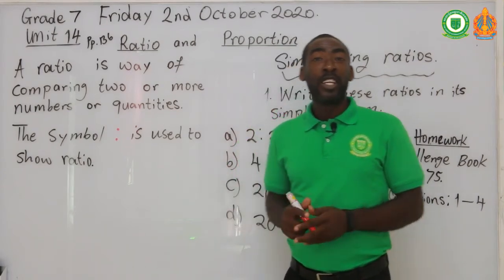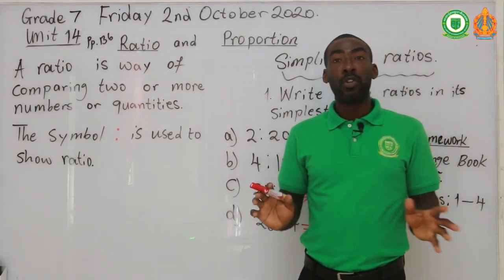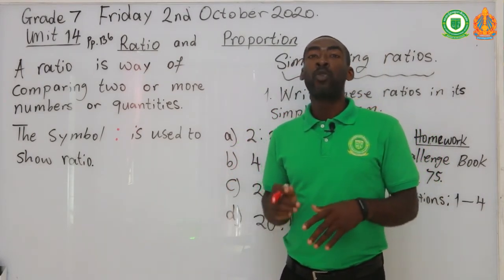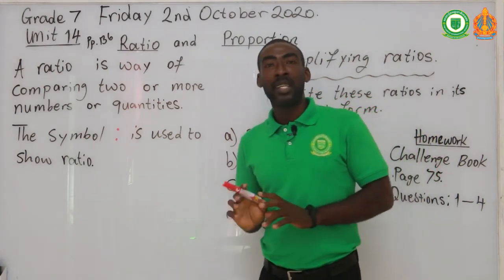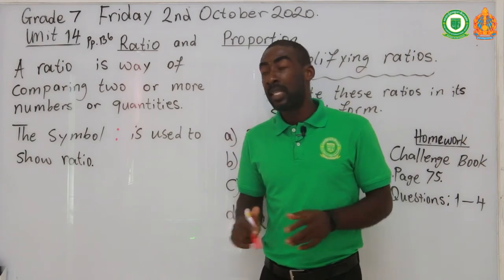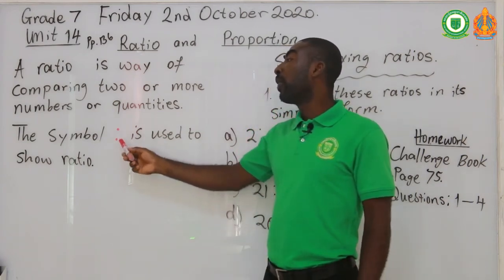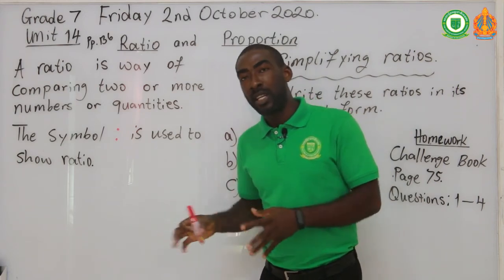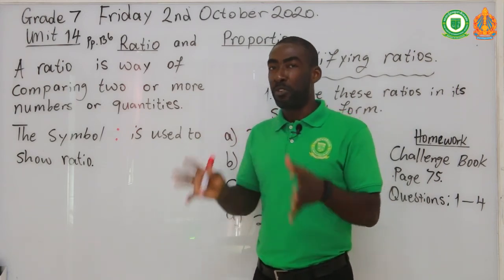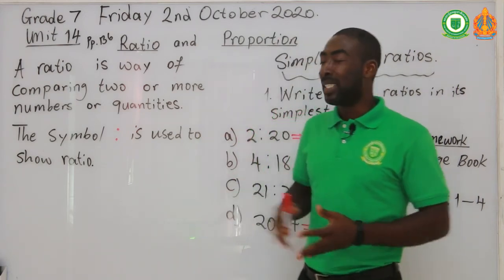Well, ratio is the way that we use to compare two or more quantities or numbers. That one, it is stuck in our minds and we cannot forget about that. The symbol of ratio are these two dots that you see. It looks like a colon. It's a colon actually, but it's for ratio when it comes to mathematics.